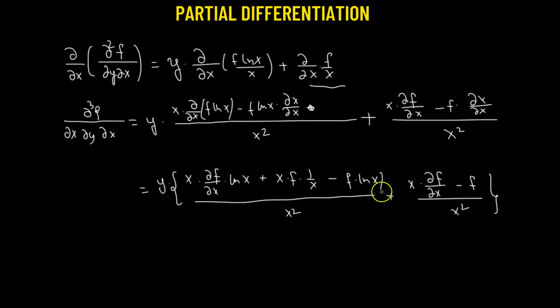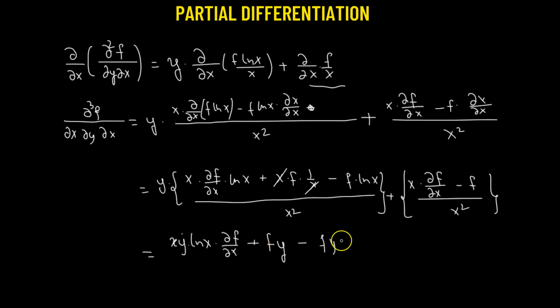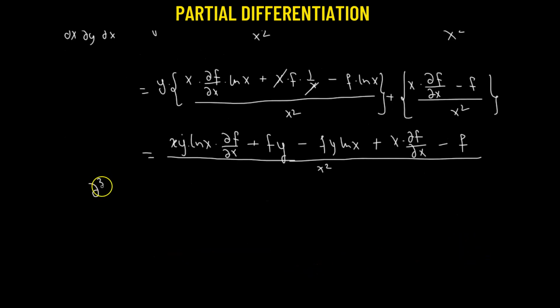Now this y is only multiplied to the first term, so we can multiply y with each of the terms within the parentheses. So we have xy times log x times the partial of f with respect to x, plus, here x and x go away, so we have f times y minus f times y times log of x. We can also add the numerators because we have a common denominator of x squared. So we have x times the partial of f with respect to x minus f, whole divided by x squared. This is the third derivative of our function f with respect to x followed by y and then again followed by x.